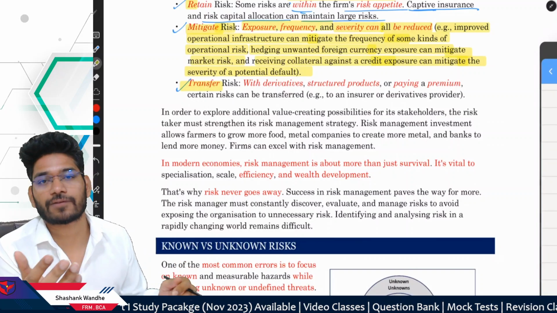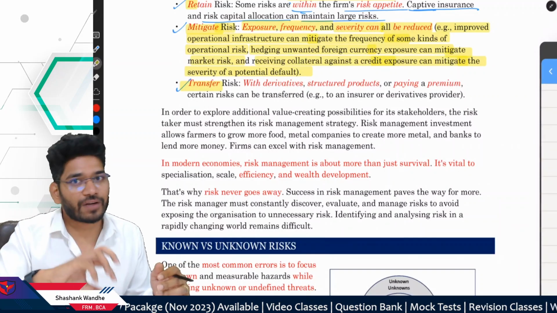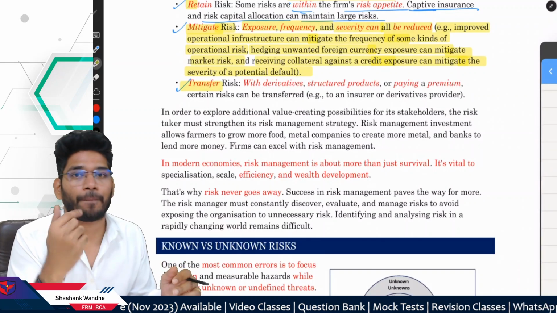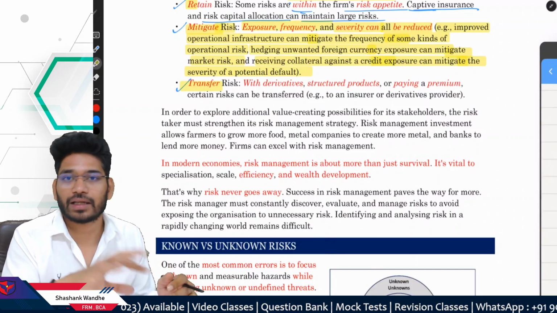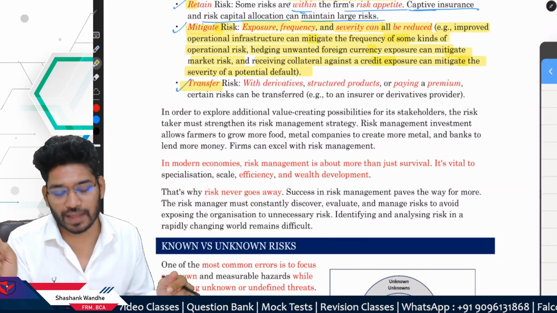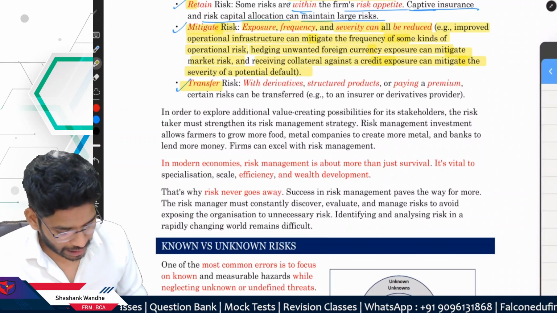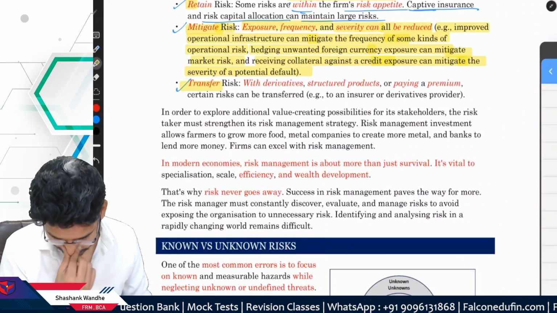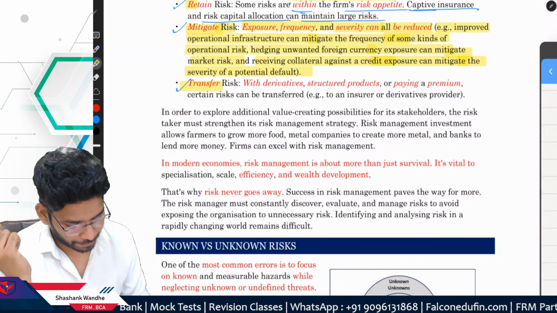So this is the transfer risk. Transfer means I'm transferring my risk. What is my risk? That I had to pay the cost of repairs in case of accident. So what I will do, I will get the insurance. I transferred my risk to the insurance company. So risk transfer can be done with the help of insurance, okay?